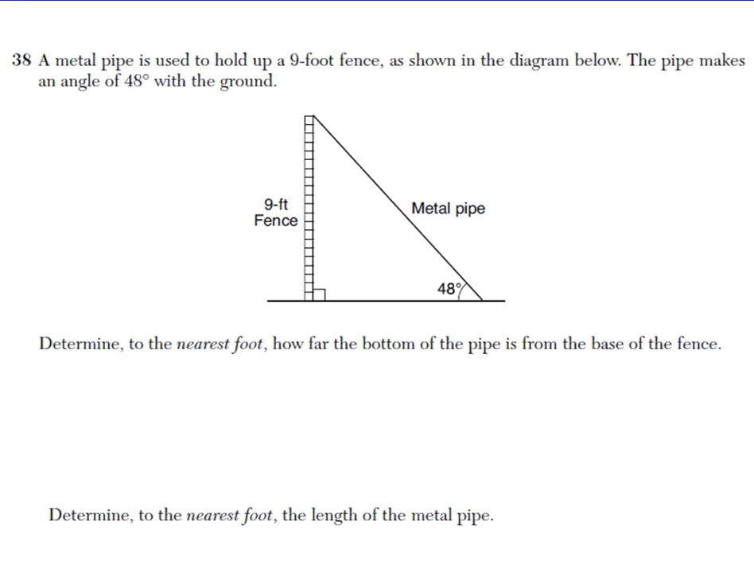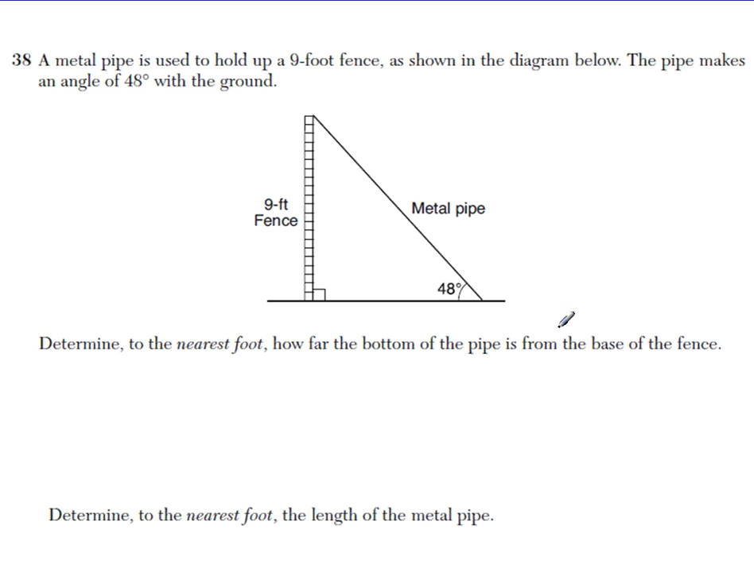A metal pipe is used to hold up a 9-foot fence as shown in the diagram below. The pipe makes an angle of 48 degrees with the ground. Determine to the nearest foot how far the bottom of the pipe is from the base of the fence.